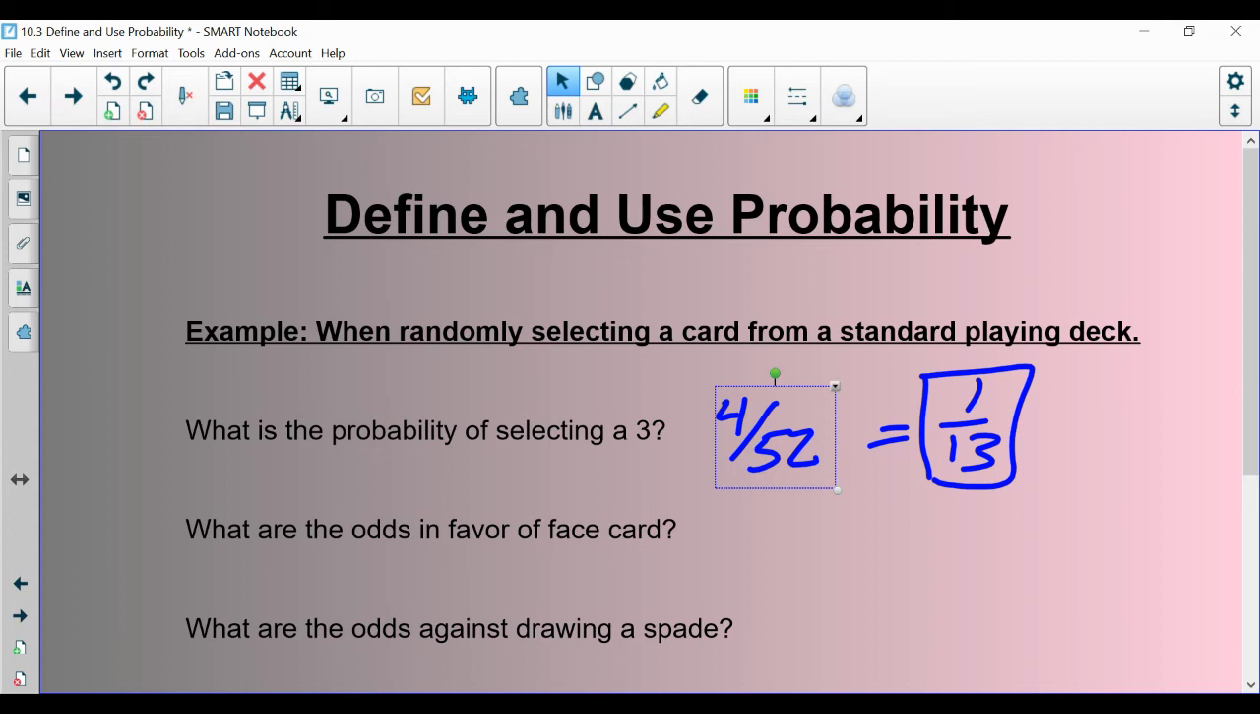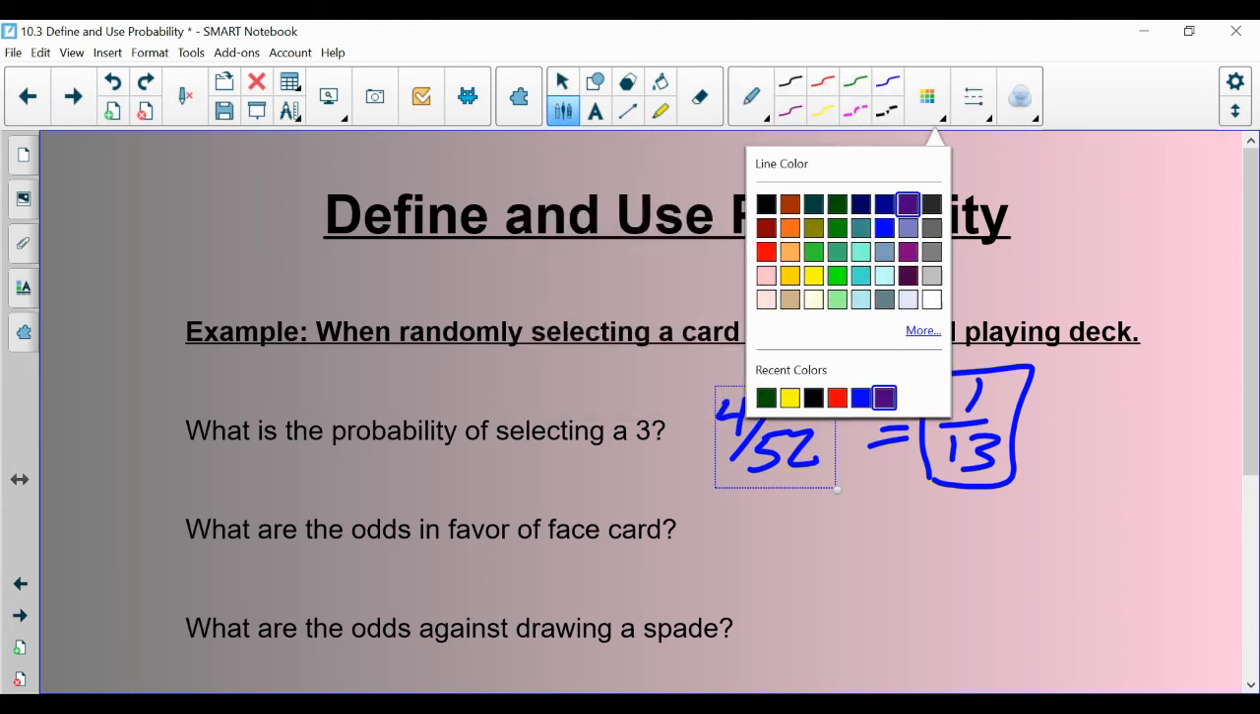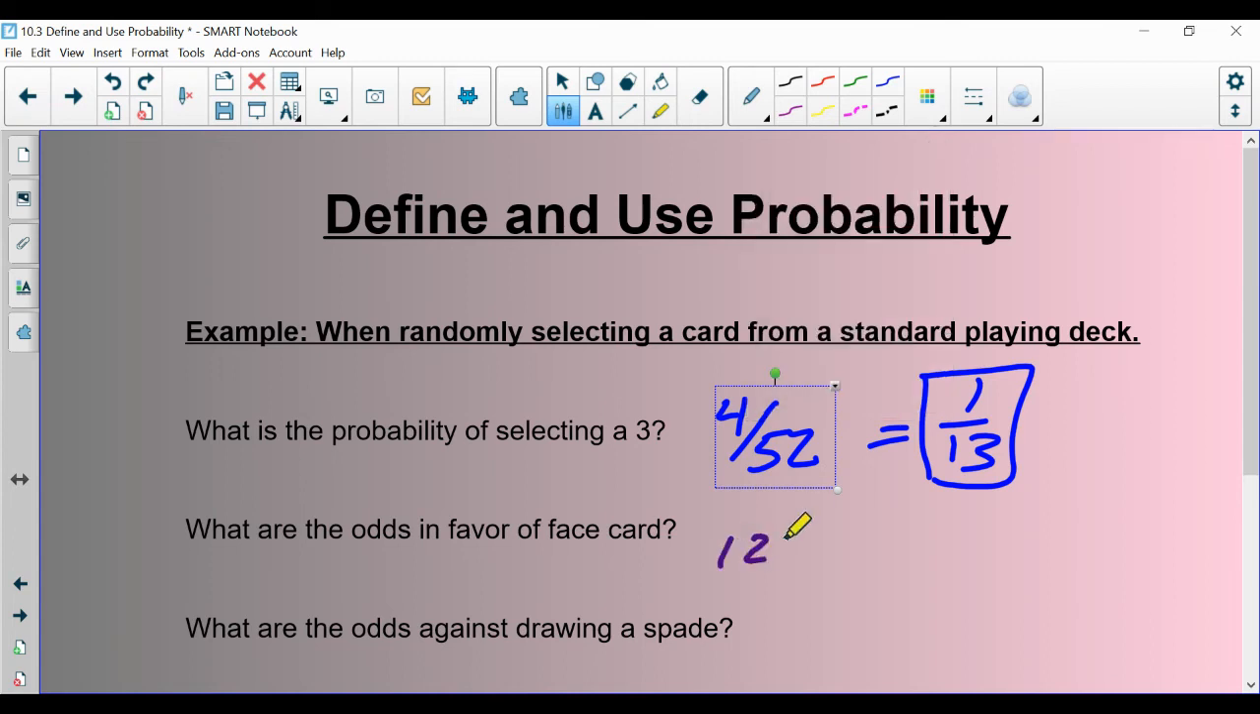What are the odds in favor of selecting a face card? This is one of the card facts that's in my room. There are 12 face cards in a deck. There are 4 kings, 4 queens, and 4 jacks. So there are 12 total ways to succeed in drawing a face card. And then if there's 52 cards and 12 of them are face cards, that means that 40 of them are not face cards. I did draw a fraction here, but I don't generally do that.